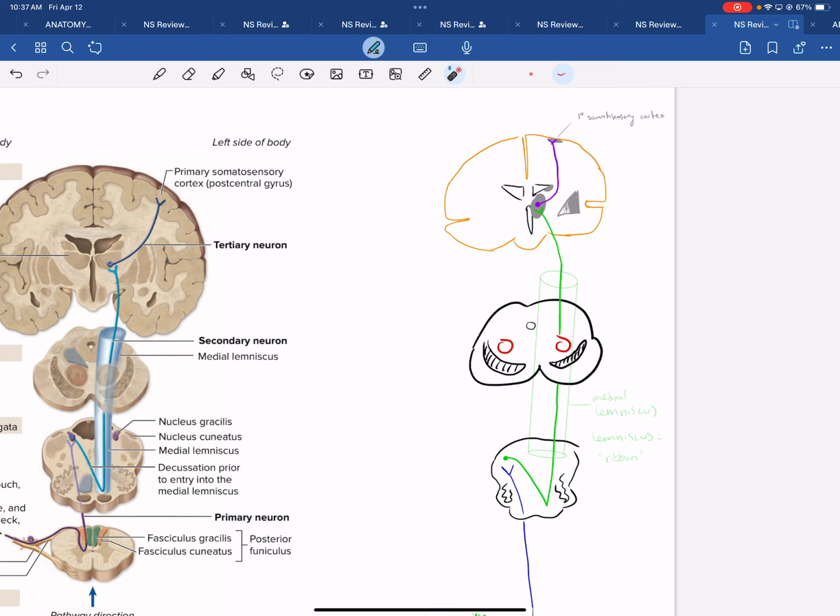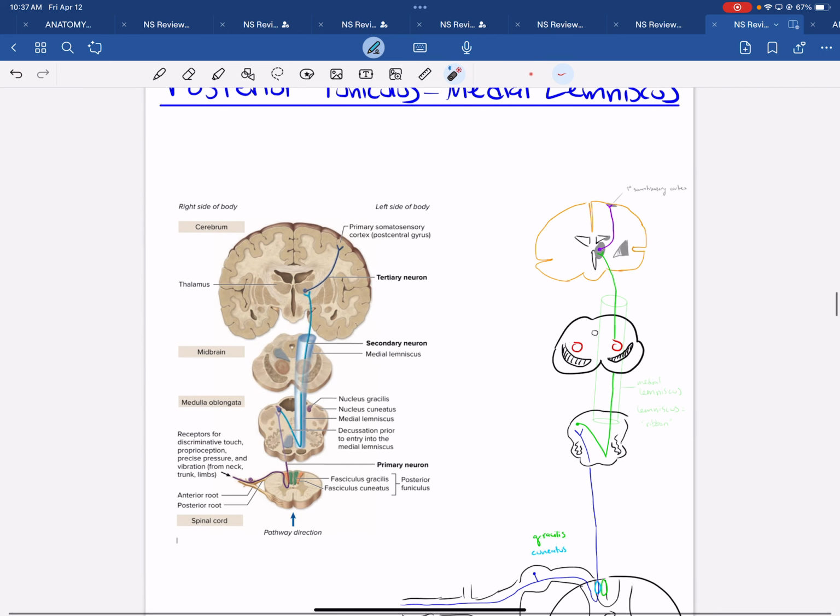So it's proprioception, vibration, fine touch information, right? Through the posterior funiculus lemniscus pathway, right? Okay, so that's one of the sensory pathways. Any questions on that?